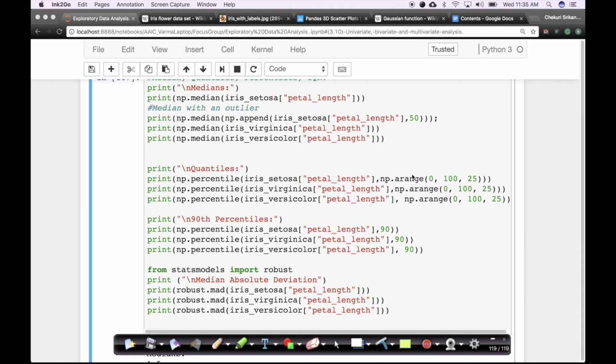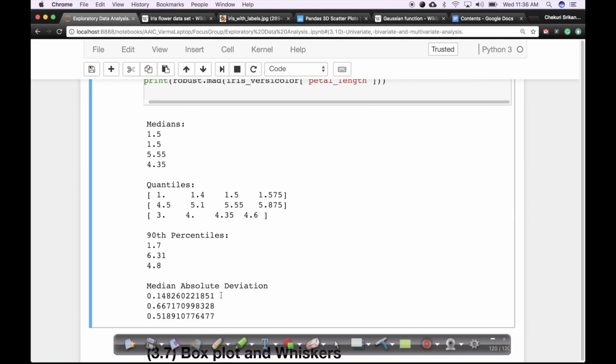So quantiles can easily become, NumPy basically has a percentile function, and you can say which percentile you want. Here I'm saying that I want all the percentiles between 0 to 100 with a gap of 25. So if you look at the output of this, for iris setosa, my 0th percentile, so this is 0. So in this case, what it's doing is giving us the 0th percentile, 25th, 50th, and 75th, right? These are the quantiles.